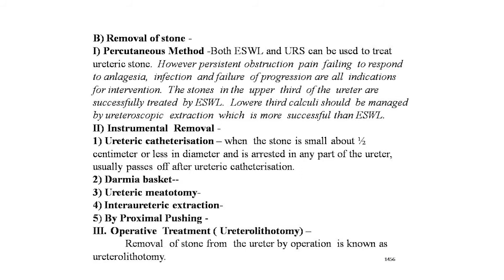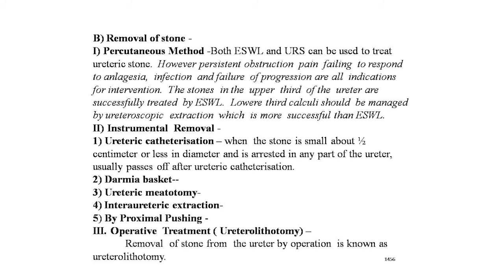Then the fourth is intraureteric extraction. By rigid ureteroscope, the whole length of the ureter can be inspected and the stone is removed by forceps or by Dormia basket under direct vision. And fifth is proximal pushing. It may be easier to push the ureteric stone proximally as the proximal part of the ureter is most of the time more dilated. The ureteric calculus is gradually pushed upward into the pelvis of the ureter, where the calculus is fragmented by ESWL, and this is quite easy without harming the ureter.